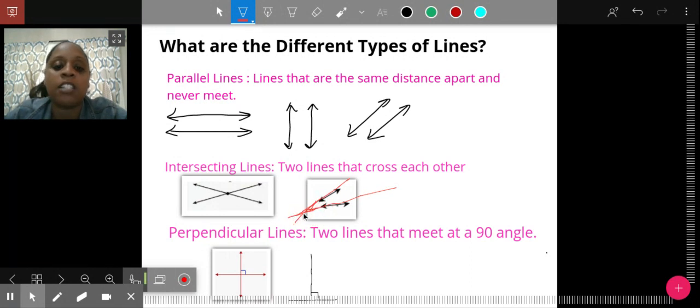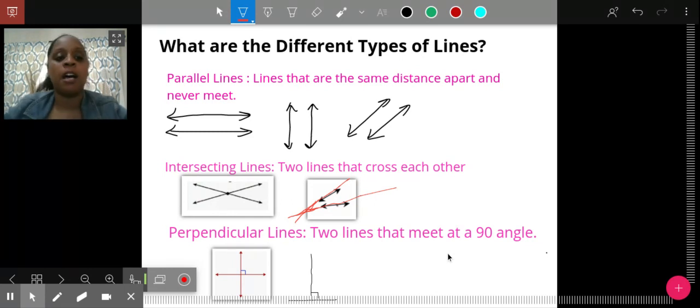Even though they might not start at the same place, eventually you'll notice that they cross each other. And then the last set of lines that you learned about are perpendicular lines. These are 2 lines that meet at a 90-degree angle.